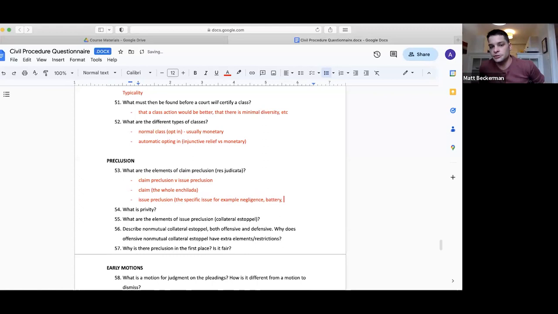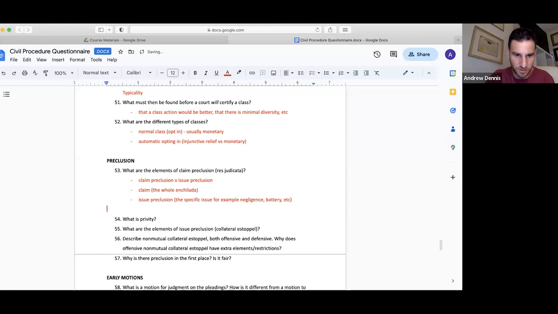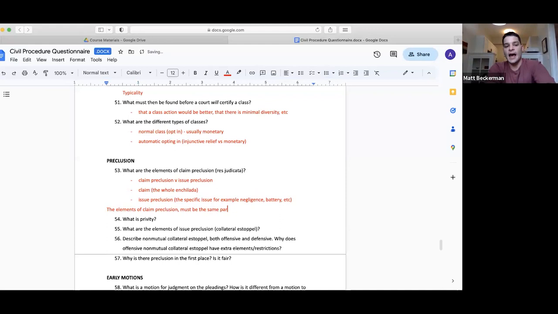Okay. So what are the elements of claim preclusion? Yeah, so for claim preclusion, both parties have to be the same or in privity, which we'll go over later. You have to have a prior judgment, which was final, and we'll go over what that means. And it has to be the same claim.